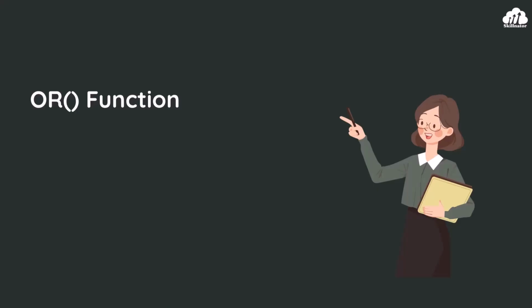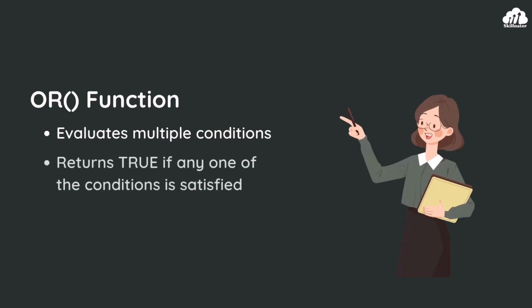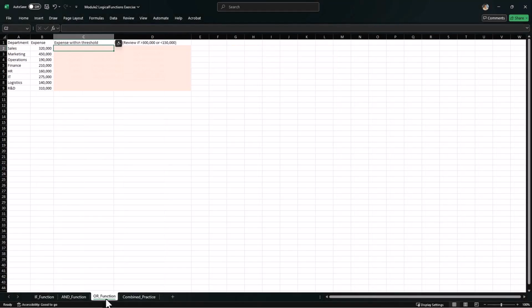Next, we're going to work with the OR function. Similar to the AND function, this function also takes in multiple logical tests. If any of the logical conditions is true, the OR function is going to return true. It only returns false when all the conditions have failed. In that sense, it kind of works as the opposite of the AND function. Let's switch to the next sheet.